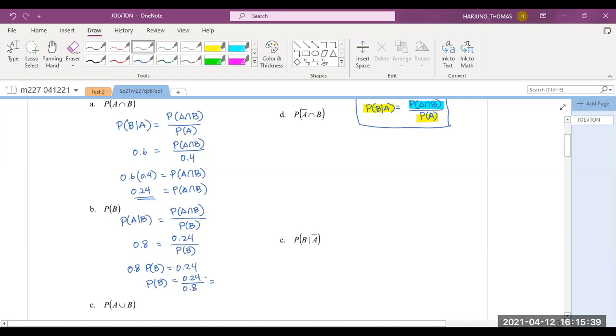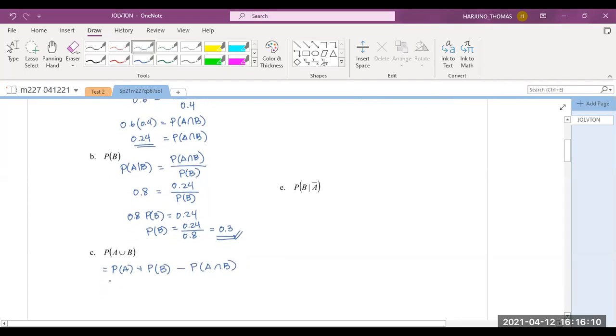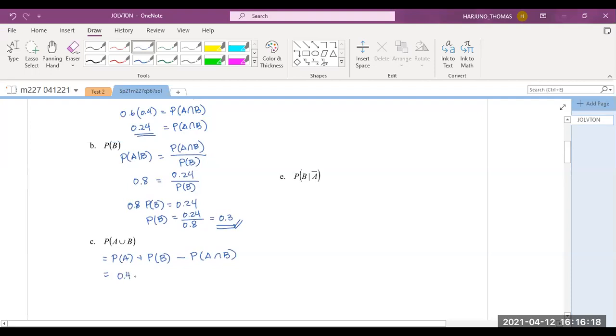I wonder what that is. Is it 0.3? I think it's 0.3. How about the probability of the union? The probability of the union is the probability of A plus the probability of B minus the probability of the intersection. We have all the ingredients for this. The probability of A is 0.4. The probability of B, that's 0.3, we got it from part B, minus the probability of the intersection, 0.24. When we compute, we get 0.46. That's the probability of the union.